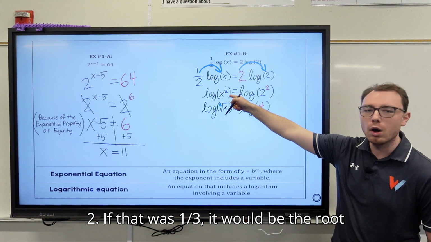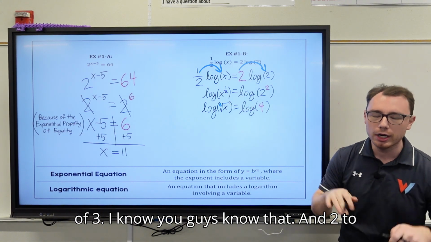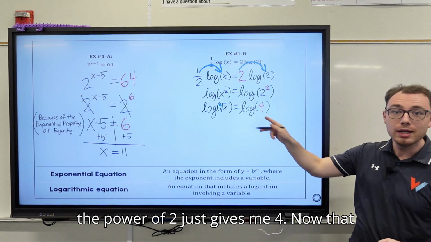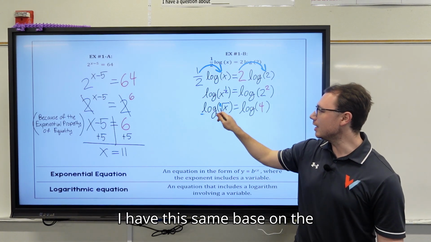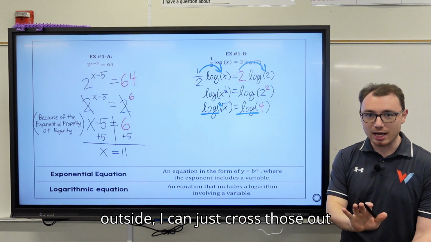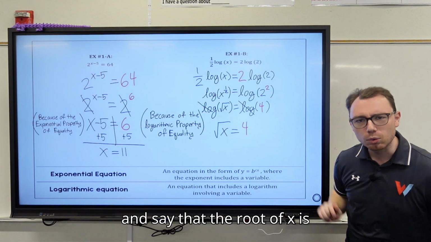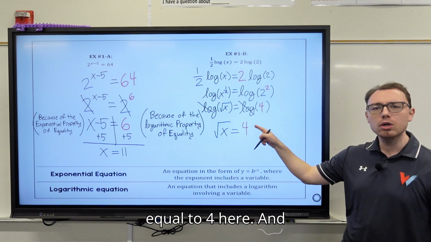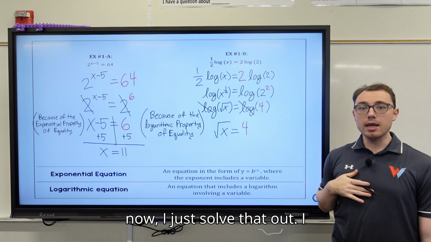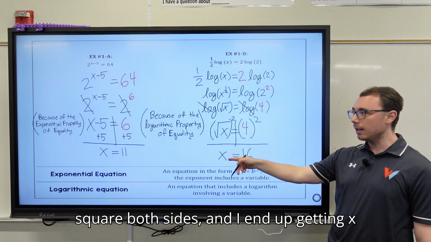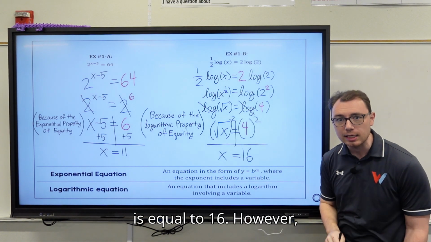If that was 1/3, it would be the root of 3. I know you guys know that. And 2 to the power of 2 just gives me 4. Now that I have this same base on the outside, I can just cross those out and say that the root of x is equal to 4 here. And now I just solve that out. I square both sides and I end up getting x is equal to 16.